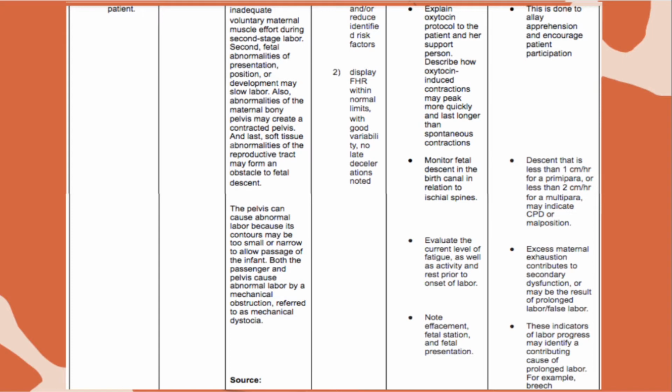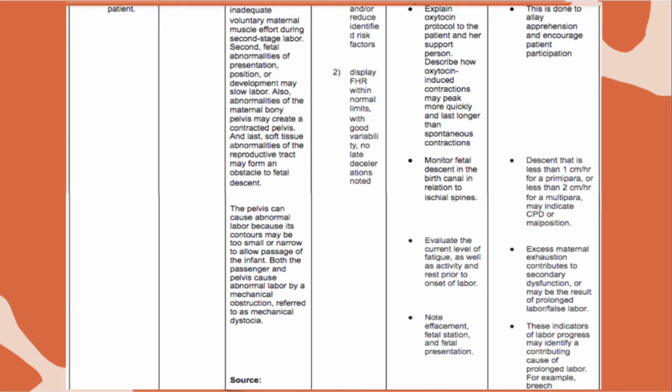Dystocia literally means difficult labor and is characterized by an abnormally slow labor progress. It arises from 4 distinct abnormalities that may exist singly or in combination. First, expulsive forces may be abnormal. For example, uterine contractions may be insufficiently strong or inappropriately coordinated to efface and dilate the cervix, which is uterine dysfunction. Also, there may be inadequate voluntary maternal muscle effort during the second stage of labor.